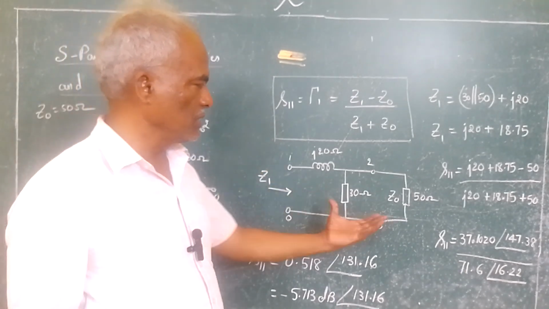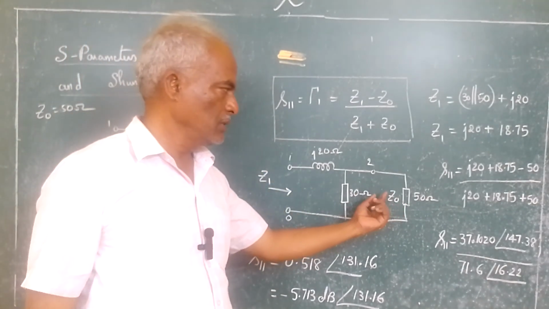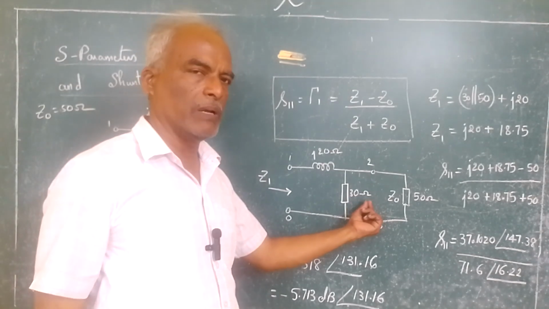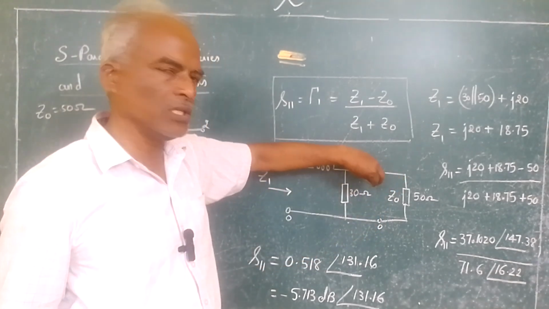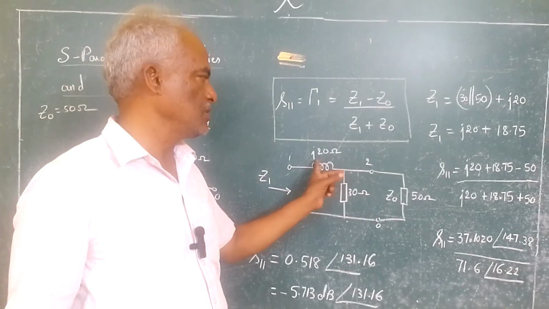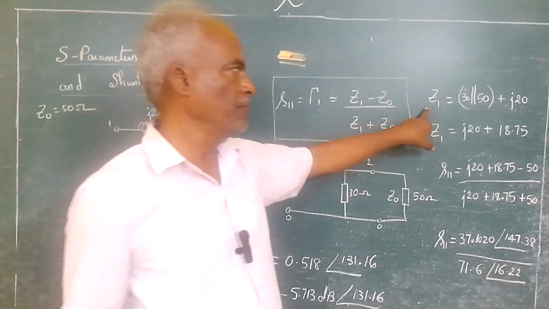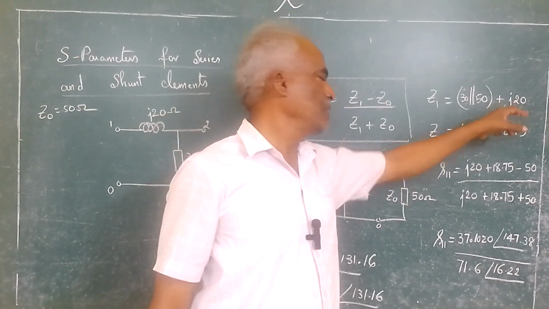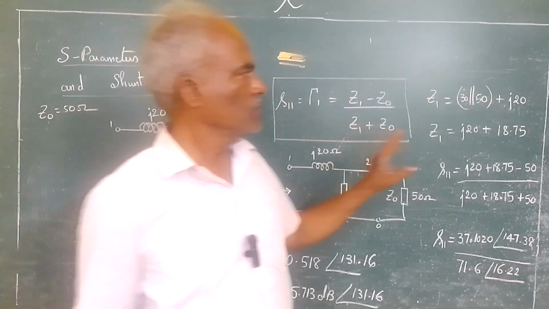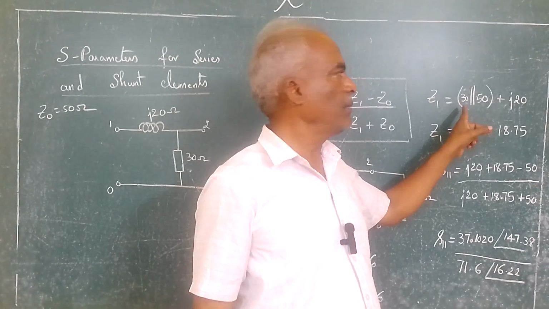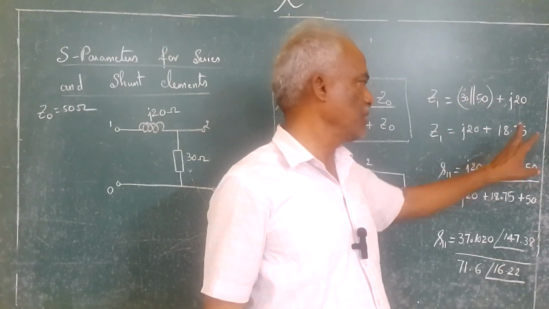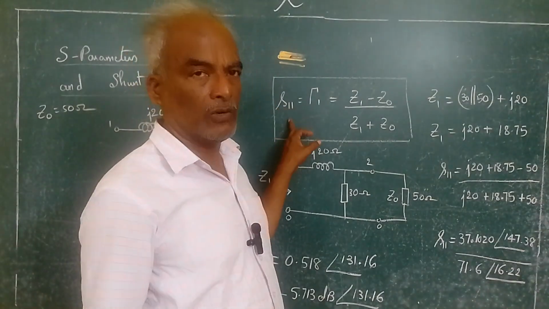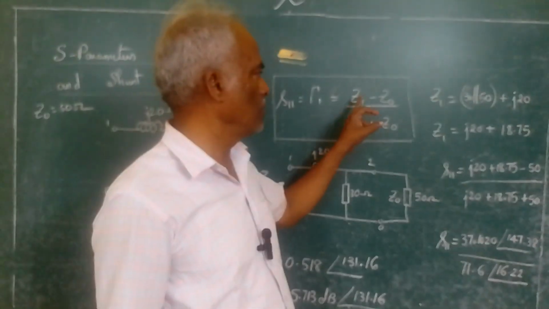Now when you view from this side, these two are in parallel, that is 50 in parallel with 30, which is 50 into 30 divided by 50 plus 30. That equivalent resistance comes in series with j20. So Z1 is equal to 30 parallel with 50, plus j20. After doing 30 parallel with 50, you will get 18.75. So that is Z1.